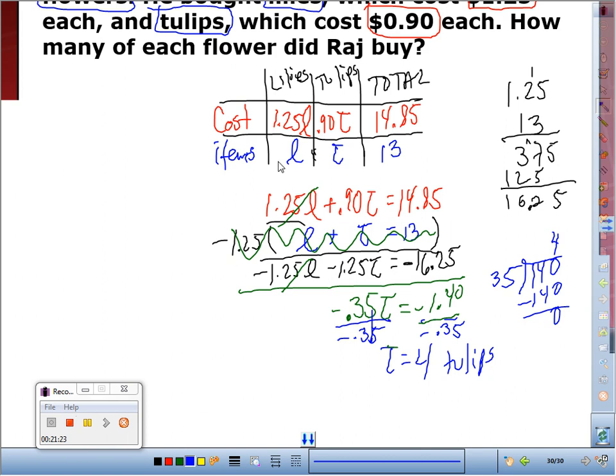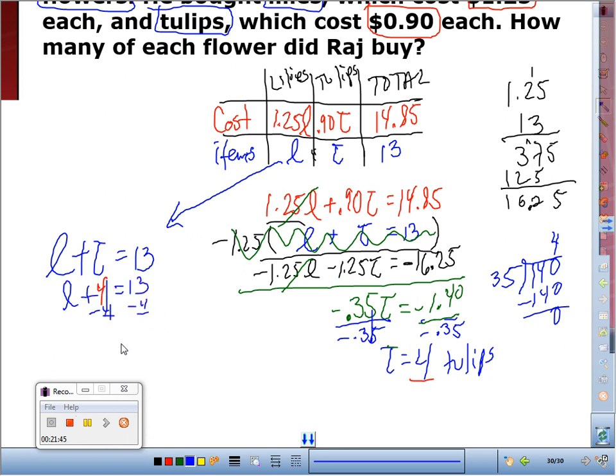We use the item equation, which is L plus T equals 13, and I substitute, how many tulips were there? 4. Bring everything else down. L plus 4 equals 13, minus 4, minus 4. L equals 9. Lilies.